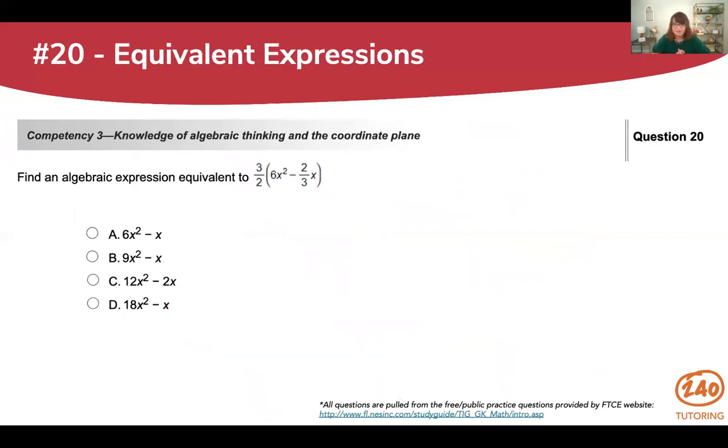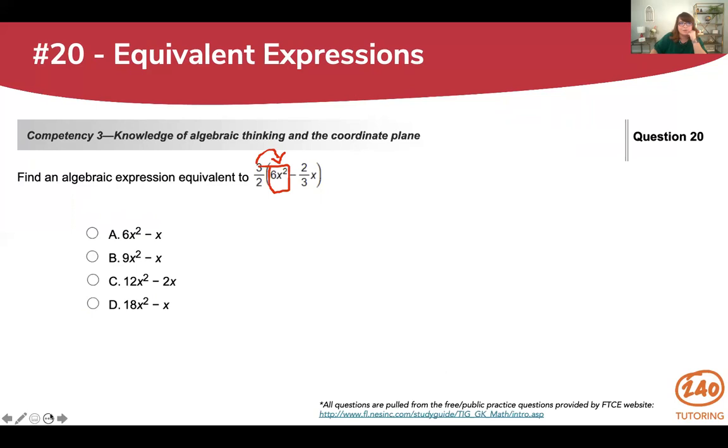So we're looking at number 20 here, and it says, find an algebraic expression equivalent to 3/2 times 6x squared minus 2/3 x. So basically, I'm going to distribute this and see what plays out, okay? I'm going to start way up here at the top, so hopefully I have enough space to write. So I've got to distribute the 3/2 times the 6x squared.